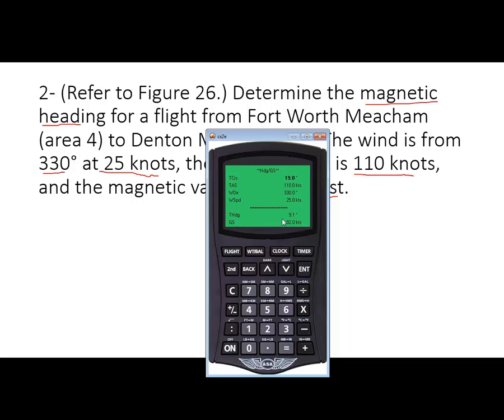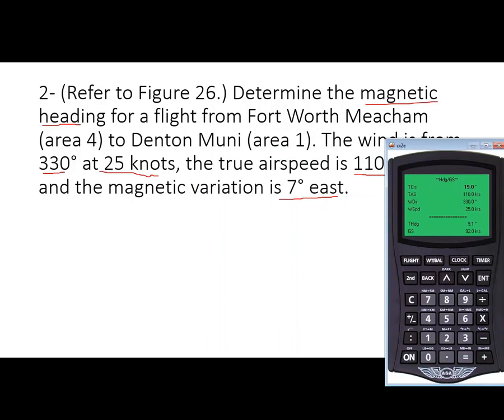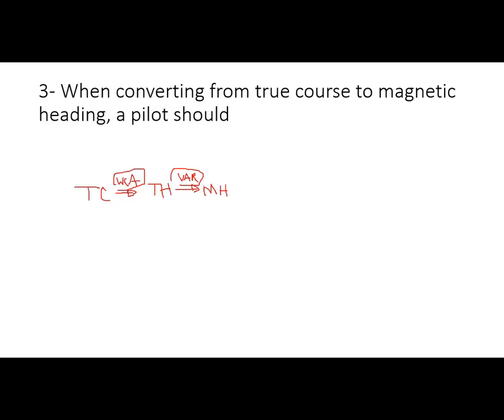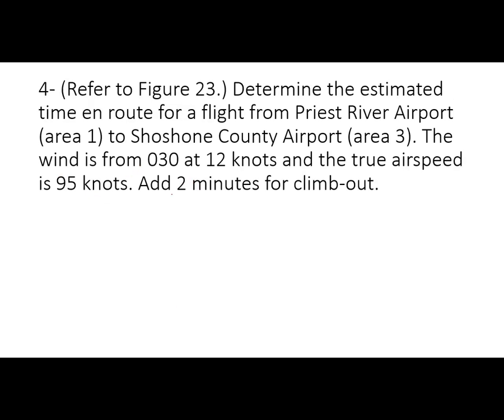That's your true heading. But just like we said a second ago, you have to also correct for the variation, which is given in the question as 7 degrees east. So we're going to take that 9.1, which was our true heading, and subtract that 7 degrees of easterly variation, and we have a magnetic heading now of 2.1 degrees. So that's the answer for number 2. We've answered number 3 already, so move on to number 4.